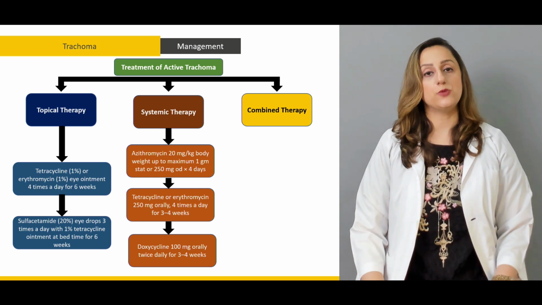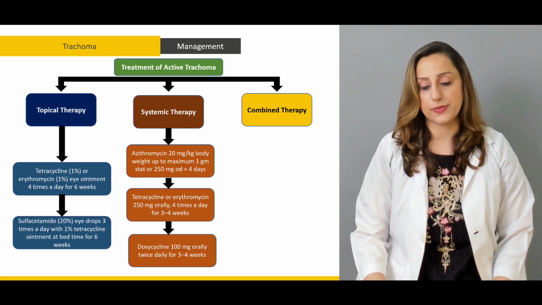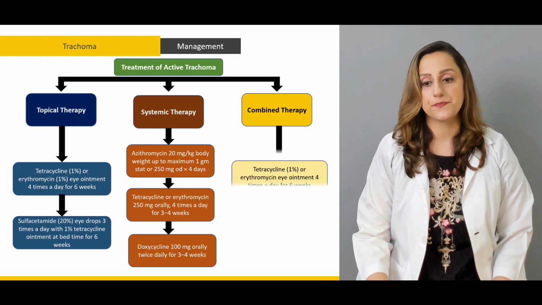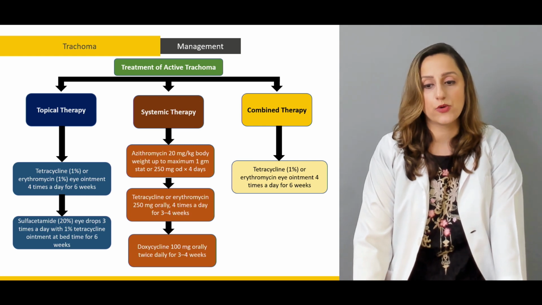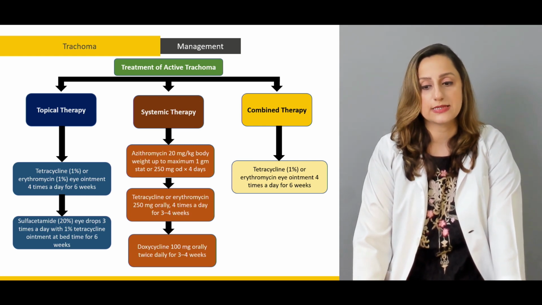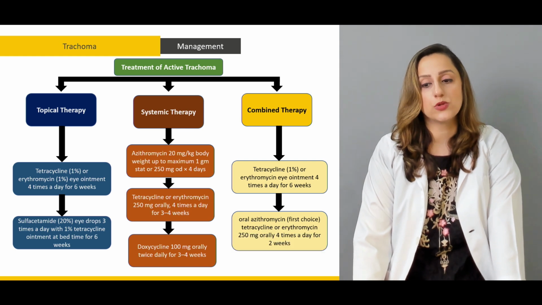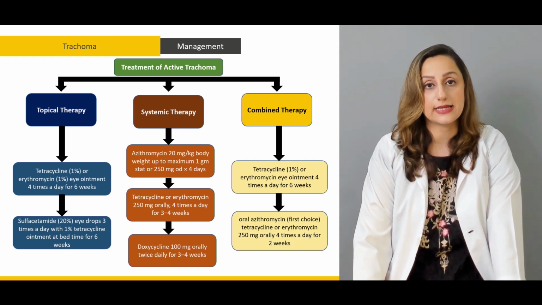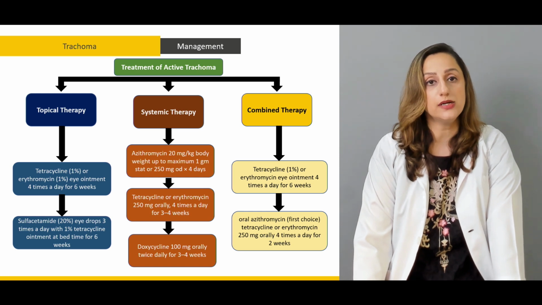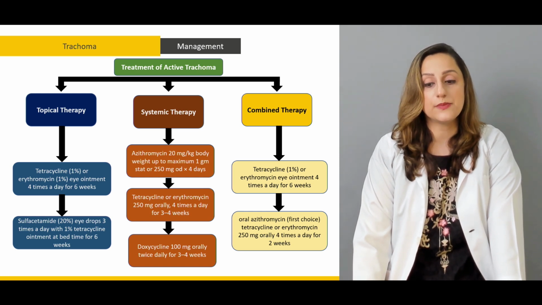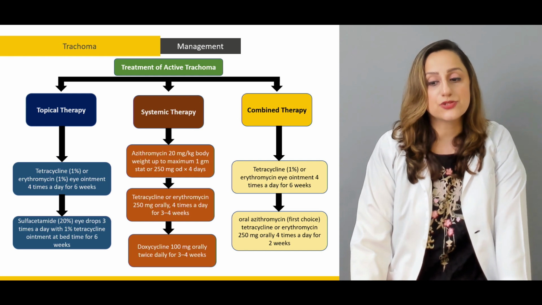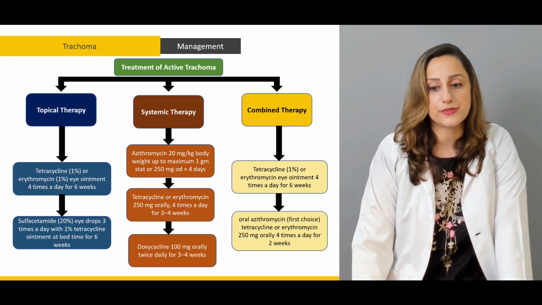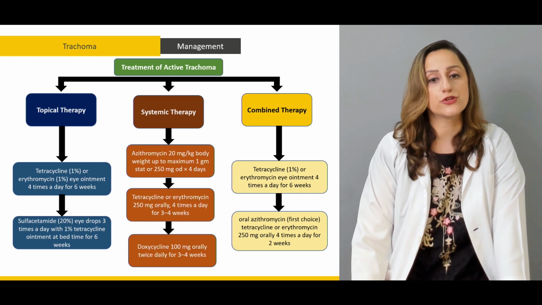Then there is another therapy which is basically a combination of the topical therapy with the systemic therapy, in which we have tetracycline or erythromycin eye ointment 4 times a day for 6 weeks. And sometimes we also combine it with oral Azomax, that is azithromycin, the first choice of drug. It is the primary choice of drug. And if it is not tolerated in the patient, we can use tetracyclines or erythromycins, that is 250 milligrams orally 4 times a day for 2 weeks.